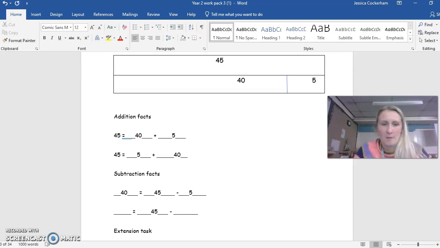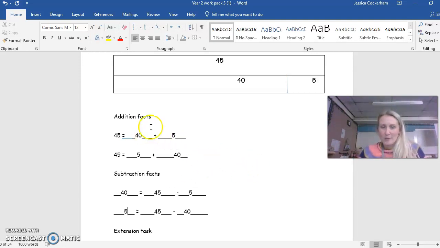So what about if we had 45, and what number have we got missing here? Well done, take away 40. What is that going to give me? 45 take away 40. Well done. That's amazing. Such amazing work.